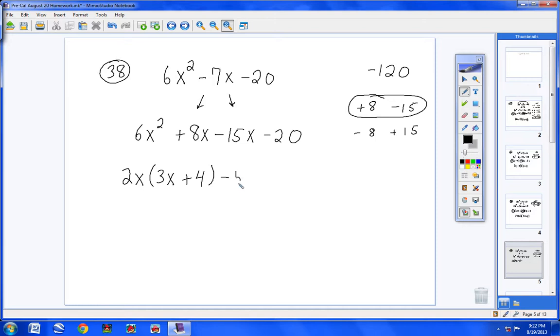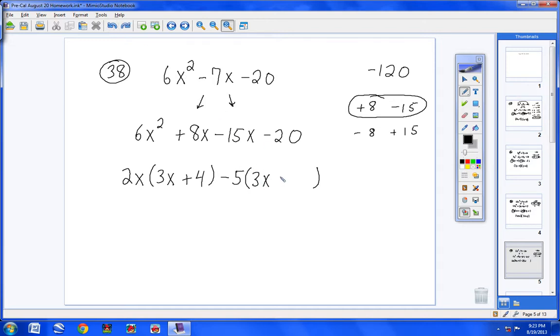Well, 5 does. And then, do both of these terms have an x? No, they do not. So, I'm not going to pull an x out. Now, negative 5 times 3x. Let's see if that works. Negative 5 times 3x is negative 15x. That's good. Now, let's see.